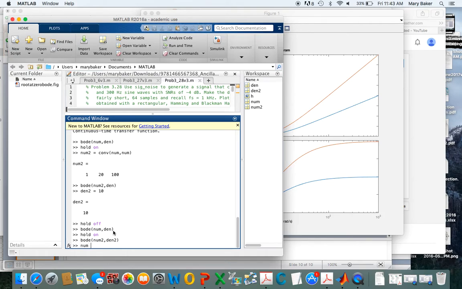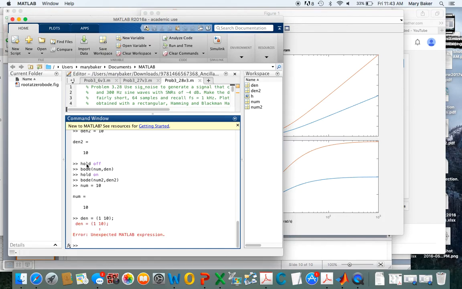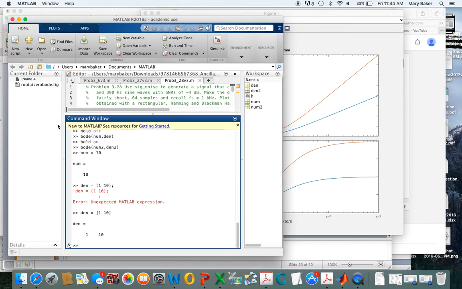So let's make our numerator now equal to 10 and our denominator equal to s plus 10, so that would be a 1 10. Hopefully this is going to give me the gain that I want. Oops, sorry, used the wrong brackets. So denominator is square bracket 1 space 10. And now let's do the transfer function so that you can look at it.